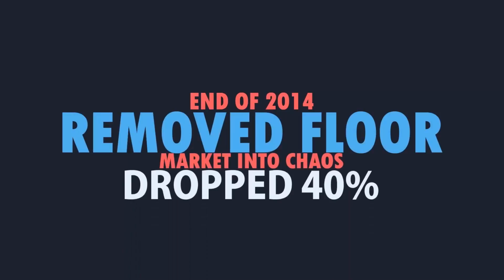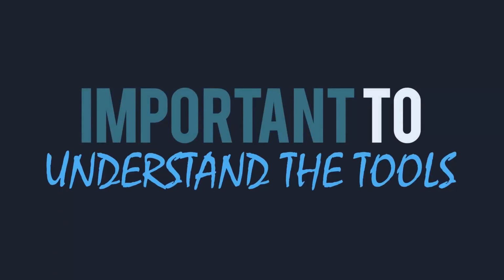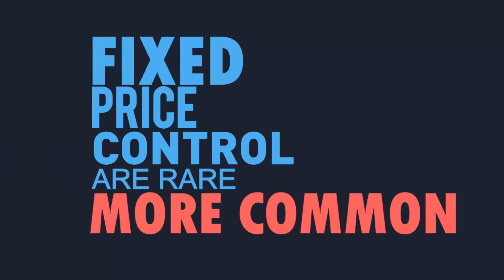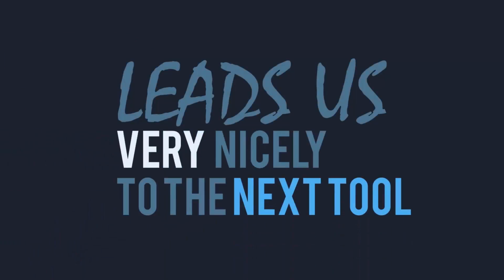It almost dropped 40%, so the risks to these types of opportunities are clear. But the point that I'm trying to make is that it is important to understand the tools that the central bank uses and how they can provide trading opportunities. Fixed price controls such as the one that the SNB uses are rare, but less formal versions are much more common, and very often banks will dictate where they would like currency to be, and this actually leads us very nicely to the next tool that the bank uses.